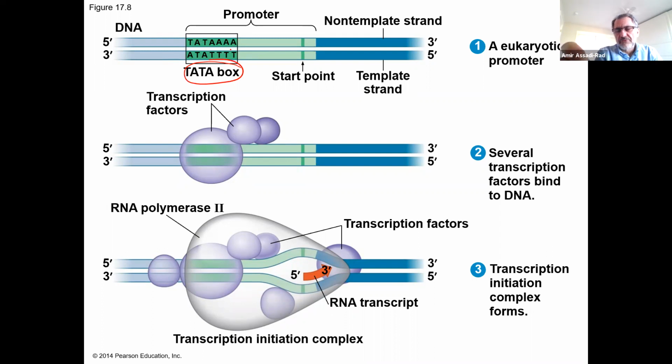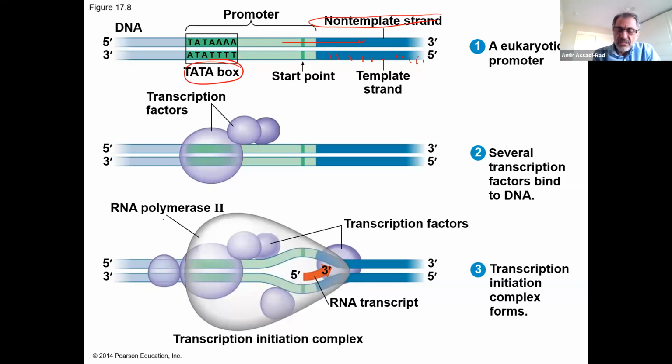This, of course, is the non-template strand of DNA. The strand that is going to get transcribed right here is the template strand. This is the start point. Again, you will see it. In a eukaryotic promoter, several transcription factors bind to DNA. So these are transcription factors, and then here it is, RNA polymerase II. Transcription factors are another thing that they said in the video. I did not say it in the previous video.